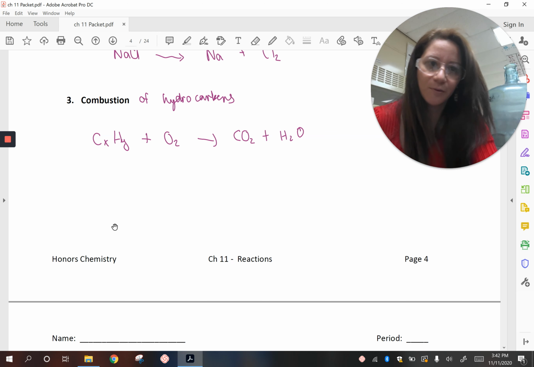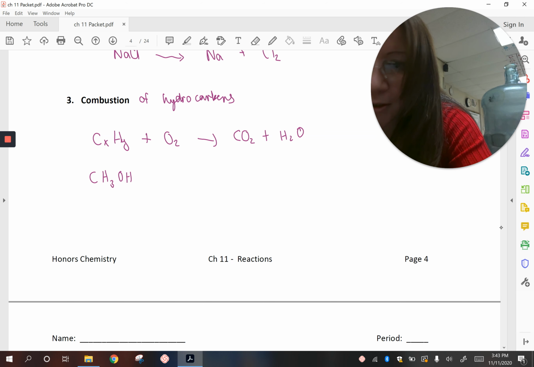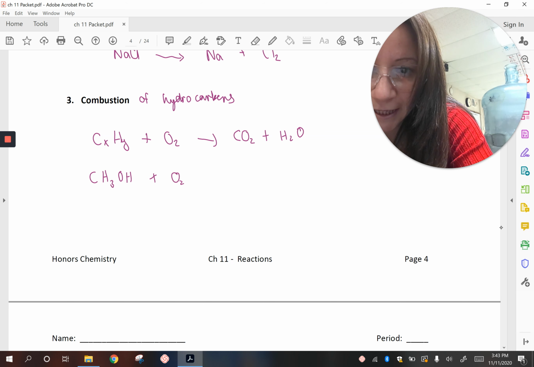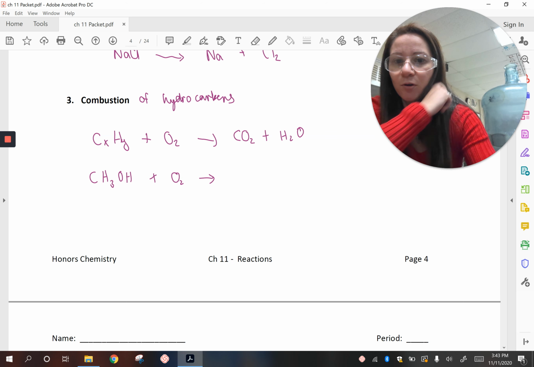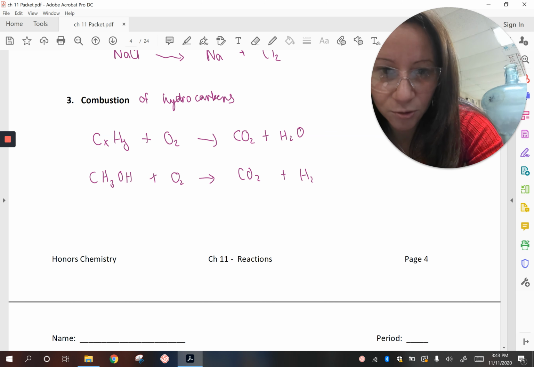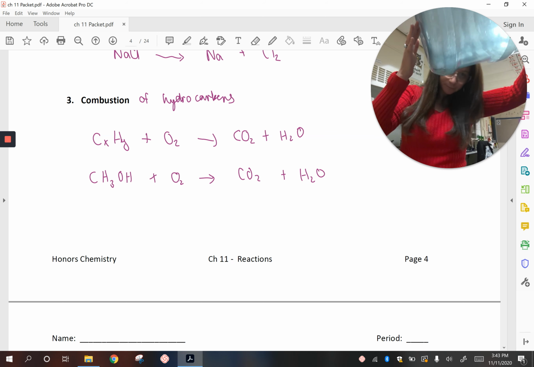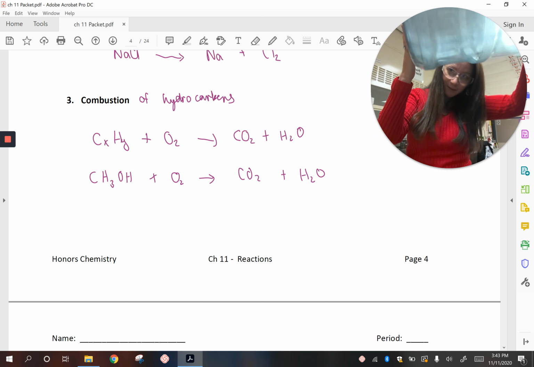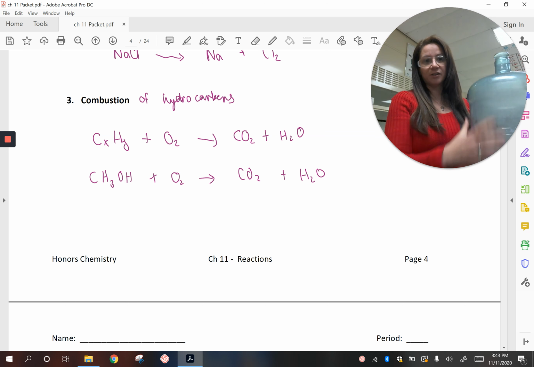Let's write the formula for methanol. Methanol is CH3OH. We have oxygen in the air that reacted with it. And we are going to get CO2 and H2O. Let's see if we can see some of the water that we formed. I don't know if you can see that in there. There's the liquid water. And it is filled with CO2 right now.